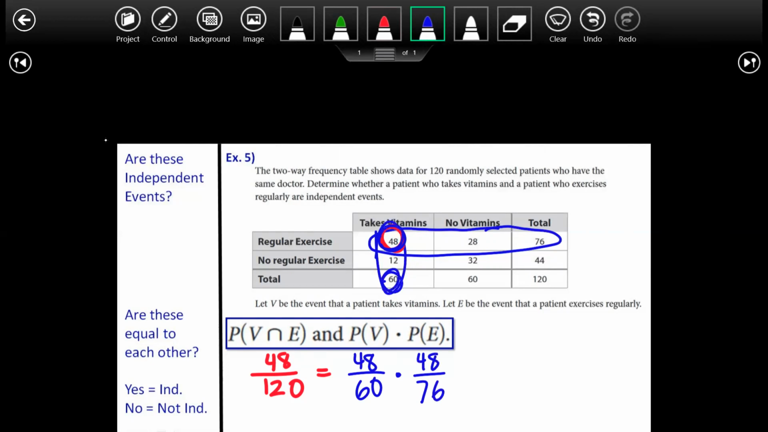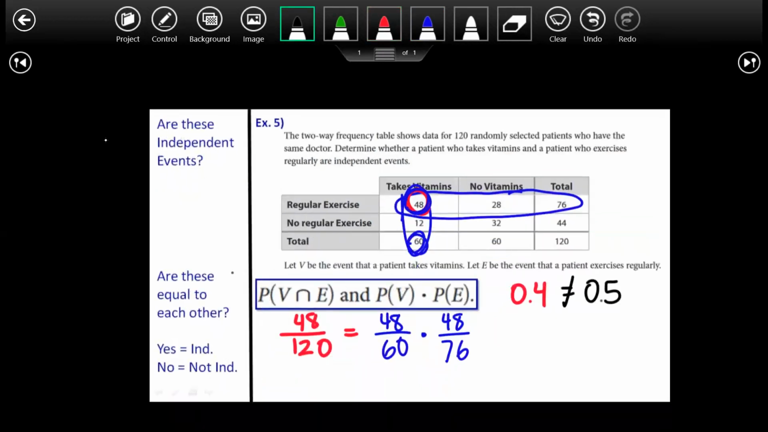Let's check. If we reduce these down, 48 over 120 is going to be 0.4. Then 48 times 48, divided by 60 times 76. Are these equal? No. So are they independent? No.